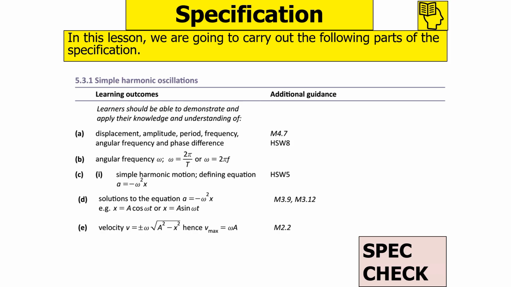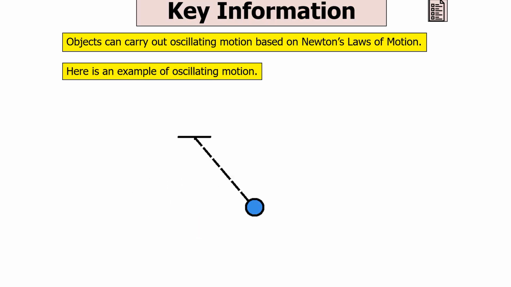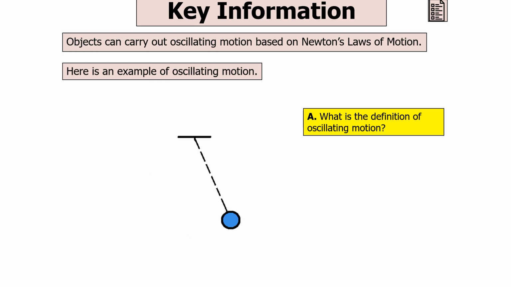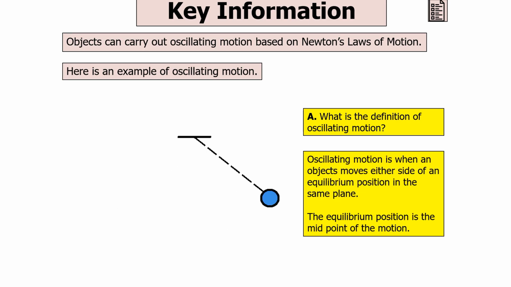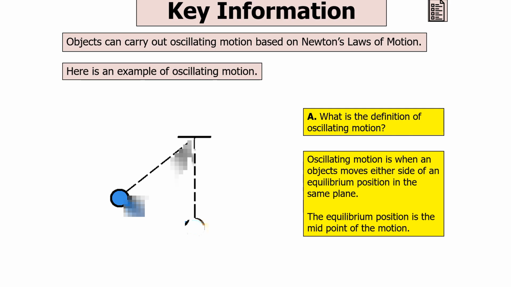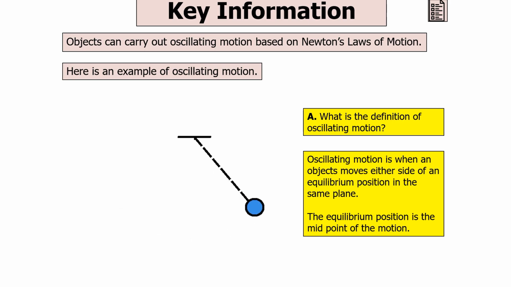So in today's lesson, we're going to be looking at the following part of the specification: 5.3.1 Simple harmonic oscillations. Now, objects can carry out oscillating motion based on Newton's laws of motion. We can see on the screen now an example of oscillating motion. But what is the definition of oscillating motion? Well, oscillating motion is when an object moves either side of an equilibrium position in the same plane. Now, the equilibrium position will be the midpoint of the motion.